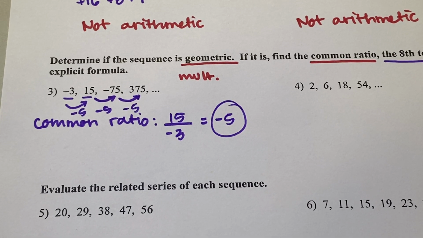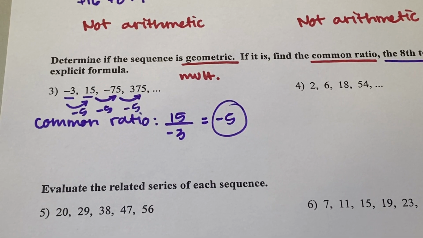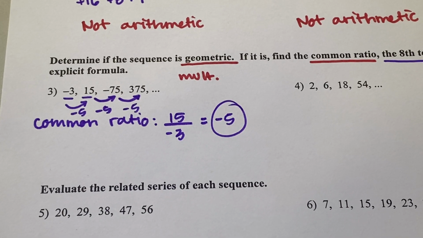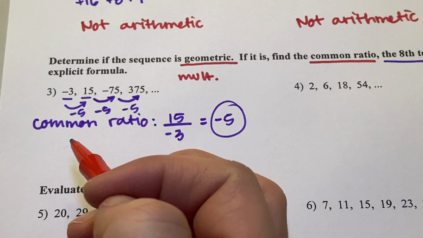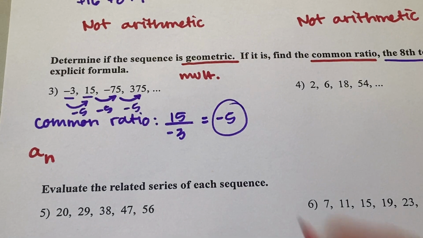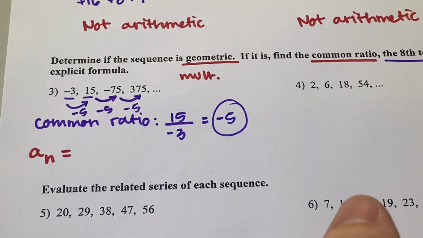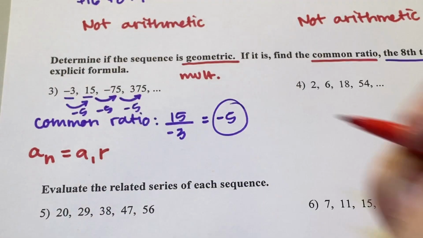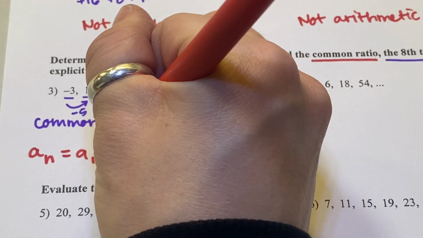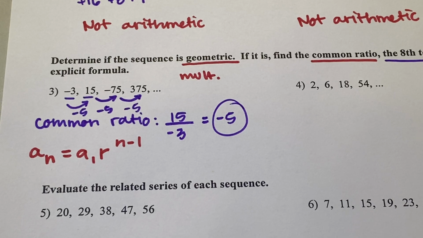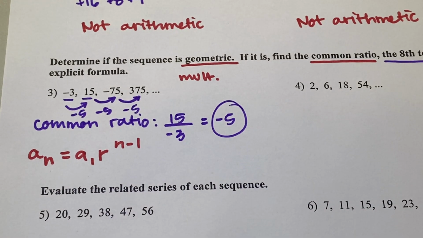Alrighty, so we have our geometric sequence. Let's put this formula down on our paper. If you're like me, you probably won't remember it, so it's good to have it written down. Here's our formula for finding whatever term we're looking for. We call it A sub n equals A sub 1 times our ratio to the n minus 1. This is the explicit formula, and this is what we're going to plug into to find the 8th term.